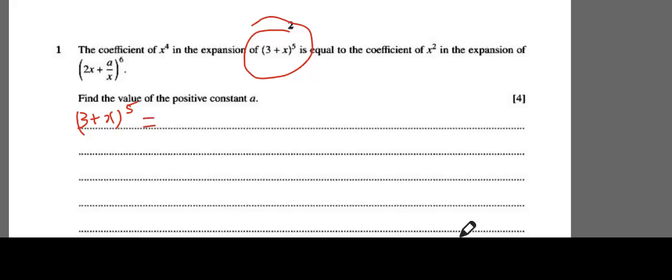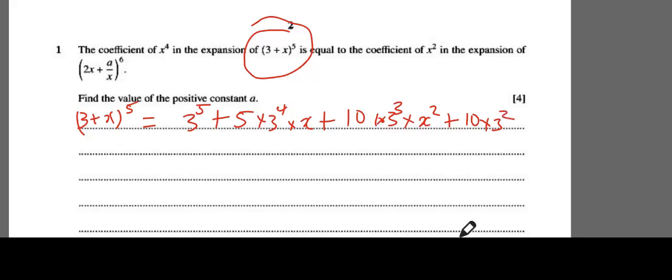So this is equal to, if we expand this, 3 power 5 plus, applying the formula, 5 times 3 power 4 as it reduces, times x, as x will increase, plus 10 multiplied by 3 cubed, x increases, so this becomes x squared, plus 10 multiplied by 3 squared, multiplied now by x cubed, and we are supposed to stop at x cubed.